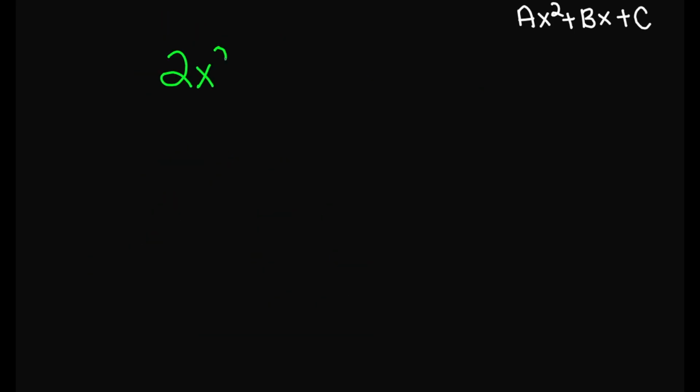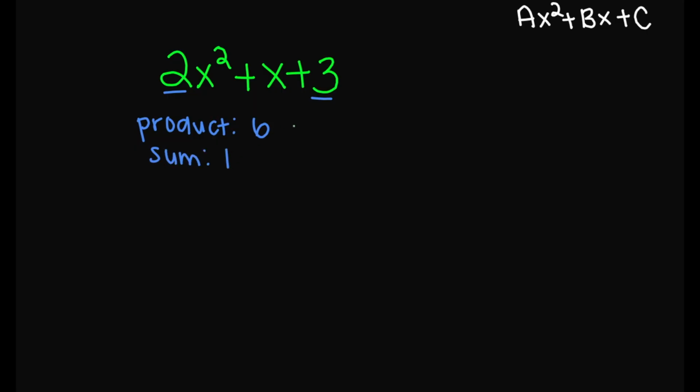Let's look at 2x squared plus x plus 3. First thing, we're going to multiply my 2 times the 3. So 2 times 3, the product here is going to be 6. And then the sum is going to be a positive 1. So we need two numbers that when you multiply together are going to give you 6. Those same two numbers, when you add or subtract, need to give you a positive 1. So some numbers that may come to mind are 1 and 6. Other is going to be the number 2 and 3.